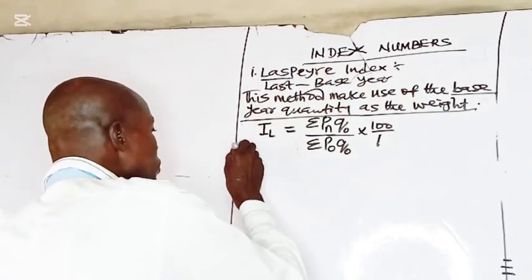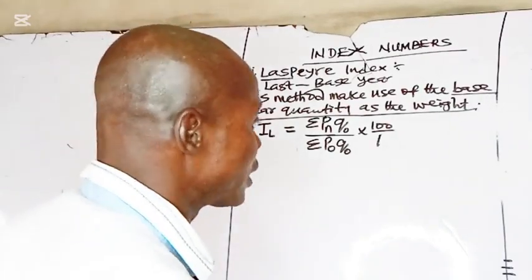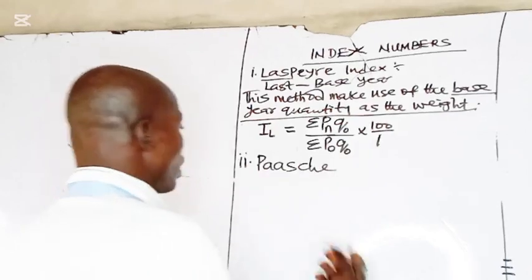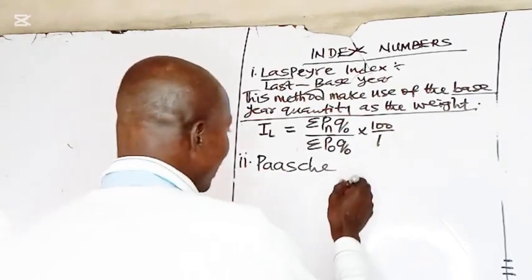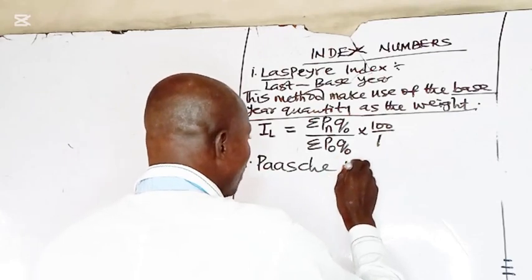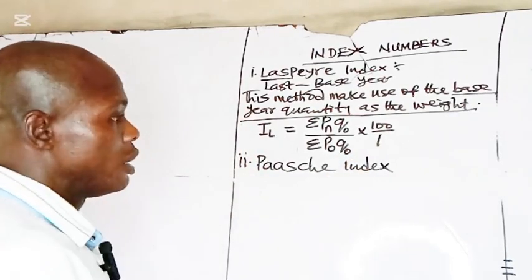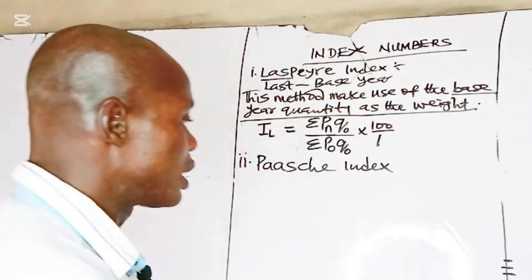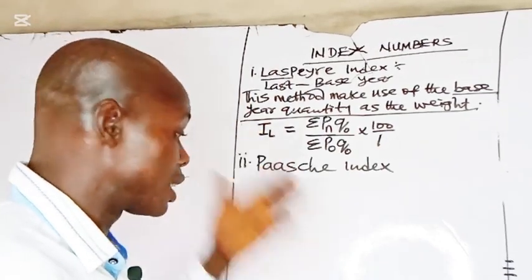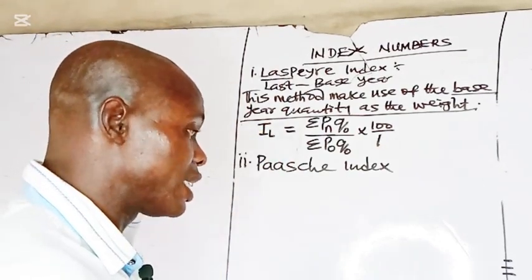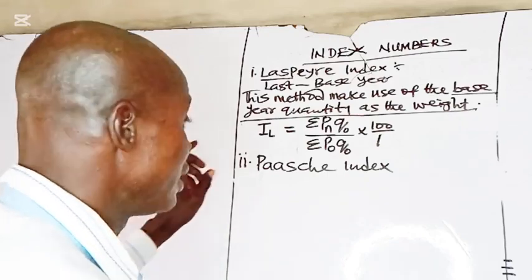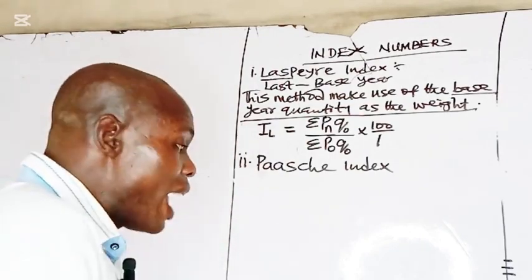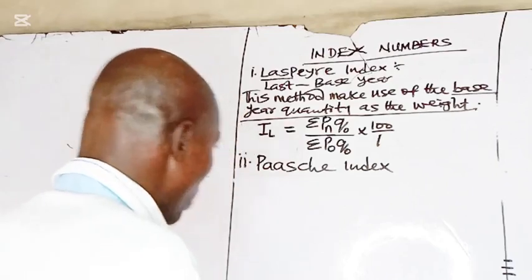Number two, we have Paasche, or some used to say Paasche price index. This method was invented by a German statistician in the year 1874. And it makes use of the current year quantity as a weight.